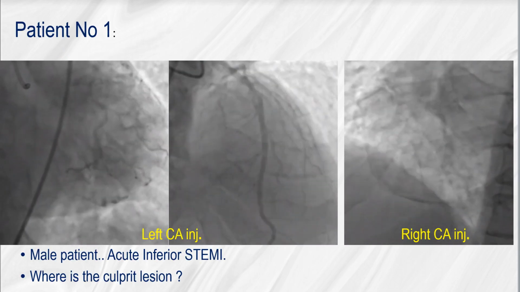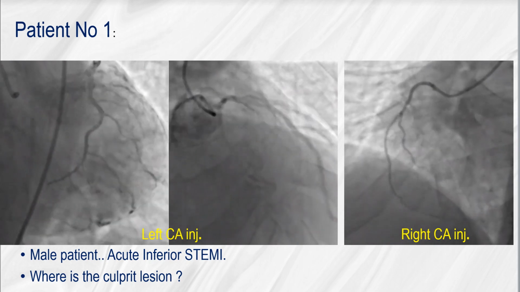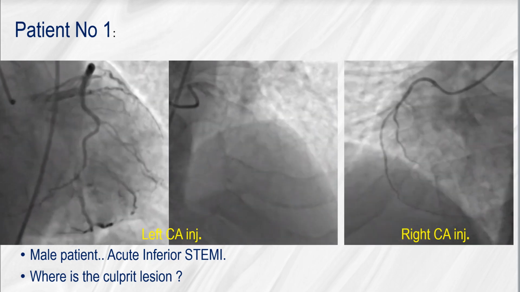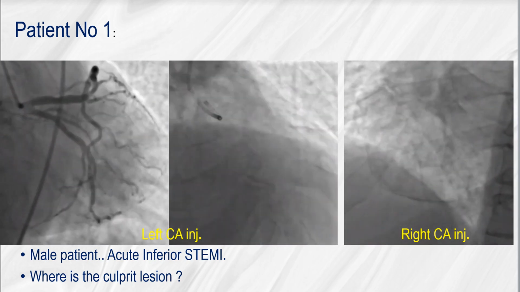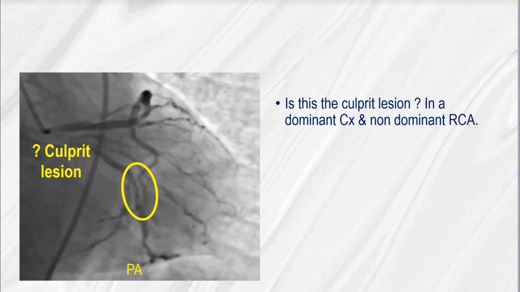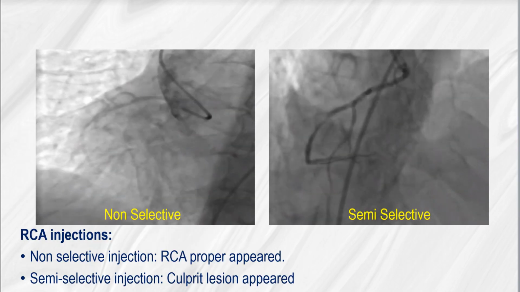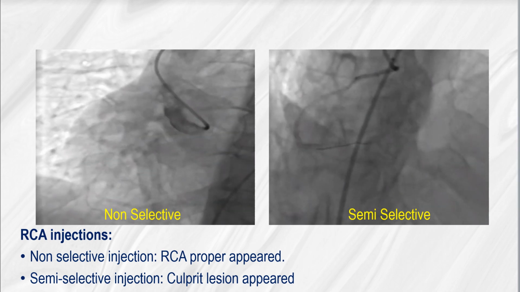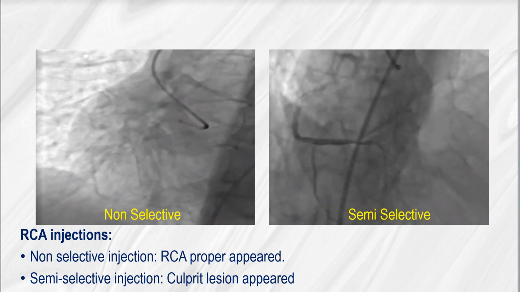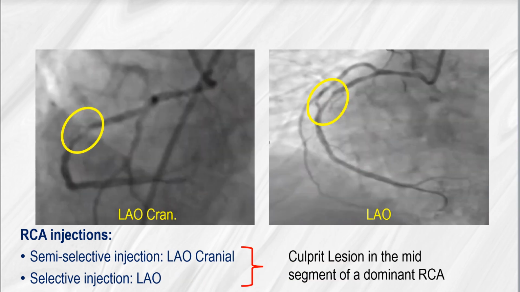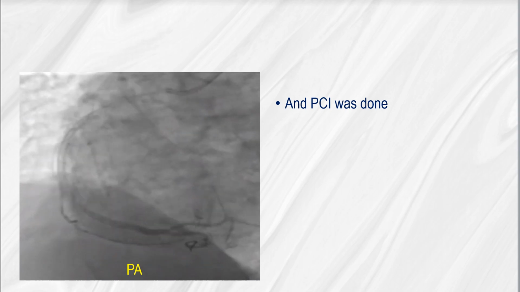Regarding case number 1, the first patient is a male patient with acute inferior STEMI. Where is the culprit lesion? Is this the culprit lesion in a dominant CX and a non-dominant RCA? Yet, with a non-selective injection, RCA proper appeared, and with a semi-selective injection, the culprit lesion appeared. The culprit lesion was in the mid-segment of a dominant RCA, and PCI was done.